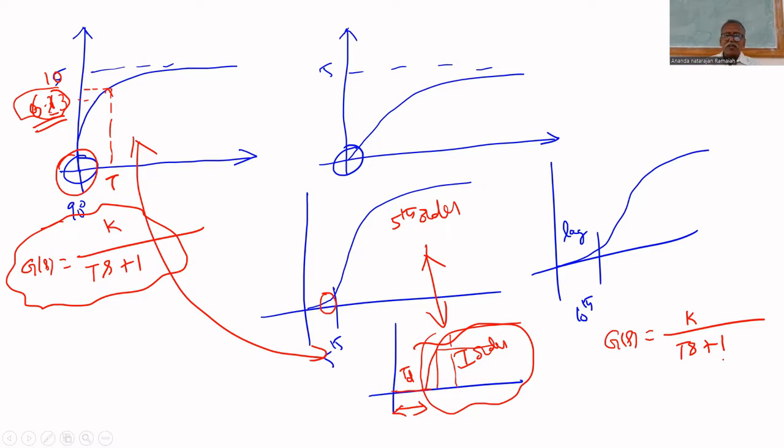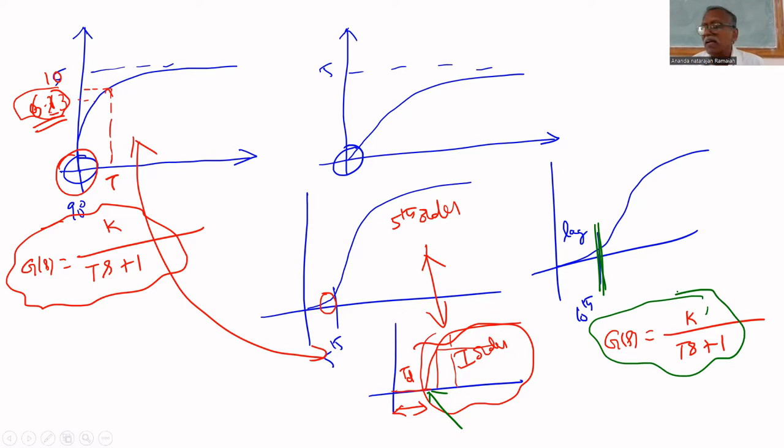So what is the time taken to reach 63.2% from this point? From this point, not from the initial point. Where it starts rising, this point. From this point, what is the time taken to reach 63.2% of final value? So that I'll get the time constant. So I got the mathematical model, the 1st order model.